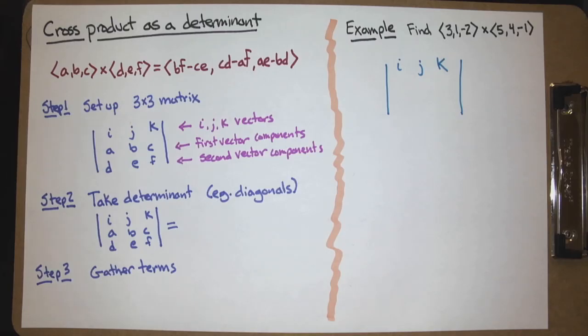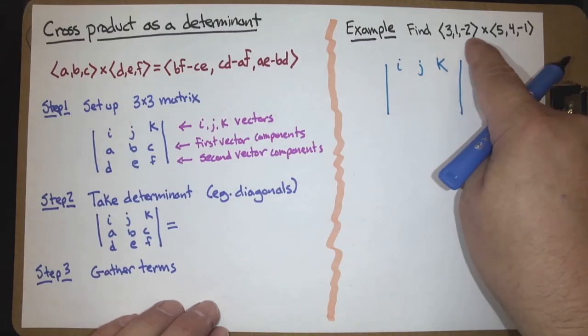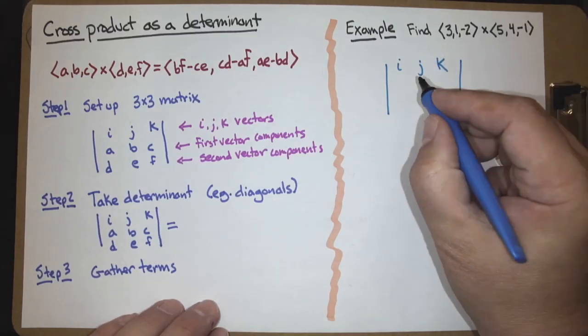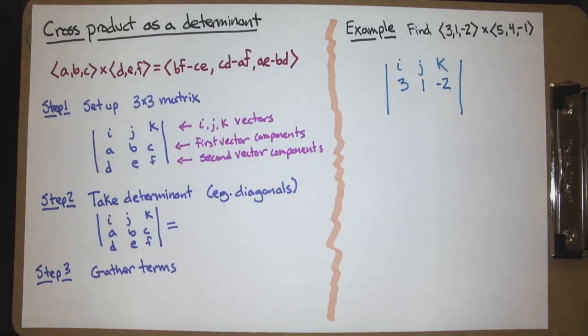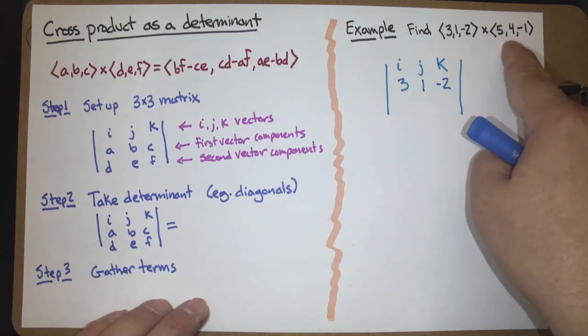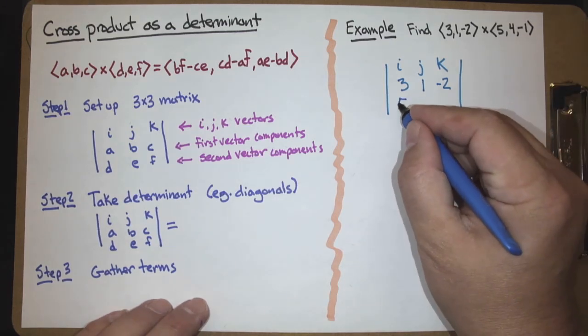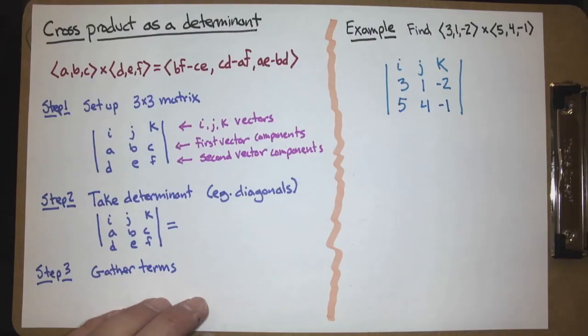Then you go to the first vector in the cross product and write that down in the second row. Those coefficients, 3, 1, negative 2. And then the second vector in the cross product, 5, 4, negative 1, you put that down in the third row. All right, that's step 1. Put that matrix down. Now we go to step 2. Step 2 is to take the determinant.